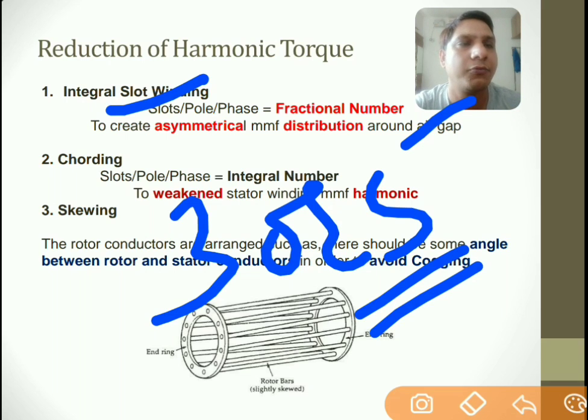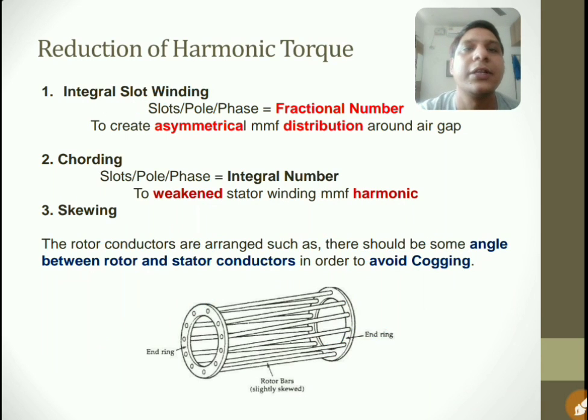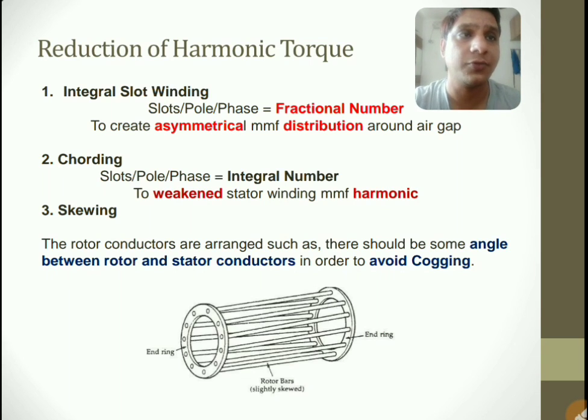Okay, in some numericals, I'm posting some videos related to numericals on design of induction motor. So there, this part we'll discuss in detail once again in coming videos. Right now you could remember, slots per pole per phase should be greater than 2. So further, another method to reduce the harmonic torque which is produced in the induction motor, there is one more method called cording.